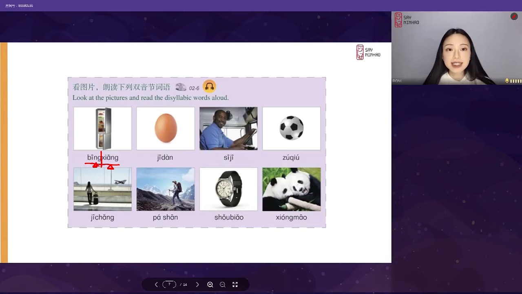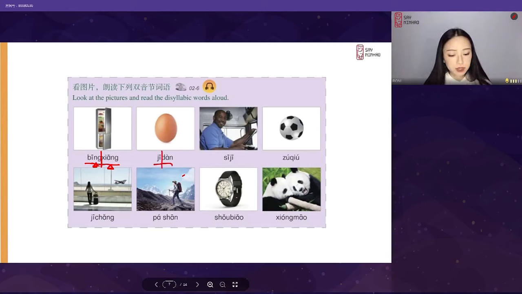And the next one is xiang. The initial x, the final iang, the tone is first tone. Bing actually means ice in Chinese, and xiang actually means box. So in Chinese, refrigerator means ice box. Now read after me, please. Bingxiang, bingxiang.